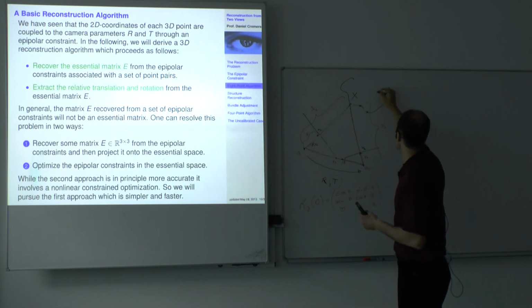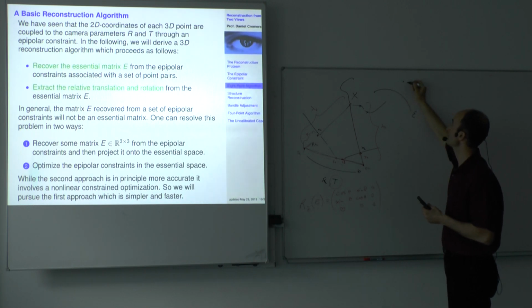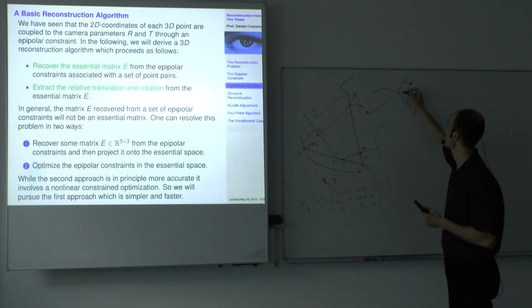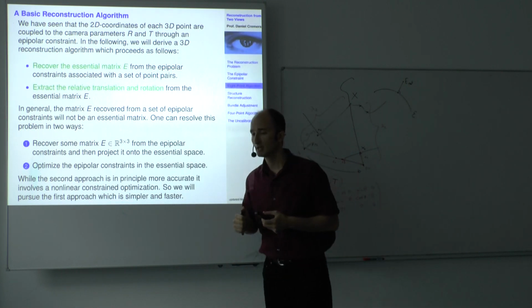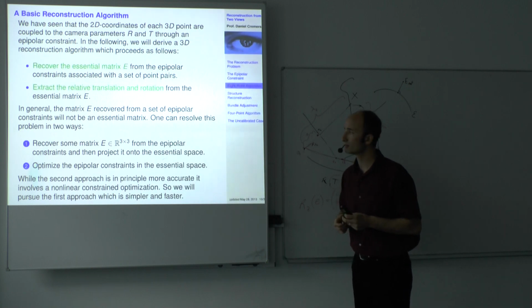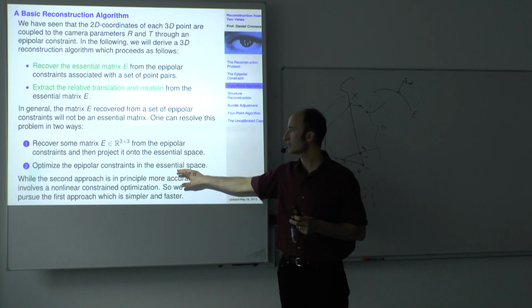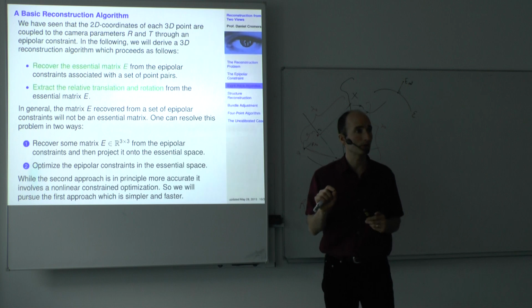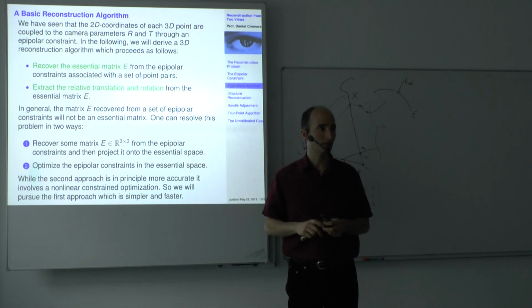So meaning we have here the essential space, I called it E. We estimate some matrix E estimated, and then we project it down to the essential space. So some orthogonal projection onto the essential space. This is in some sense suboptimal. The optimal solution would be to optimize the epipolar constraints in the essential space, saying find a solution to the epipolar constraints under the constraint that E is in the essential space.